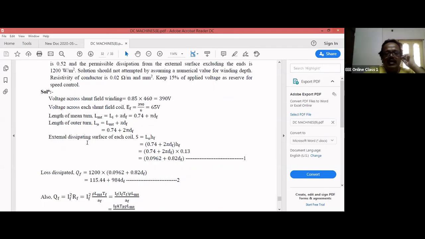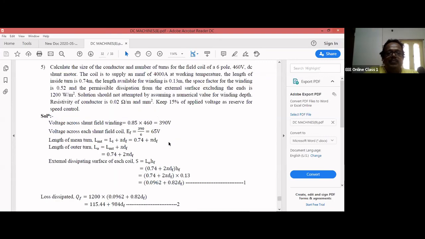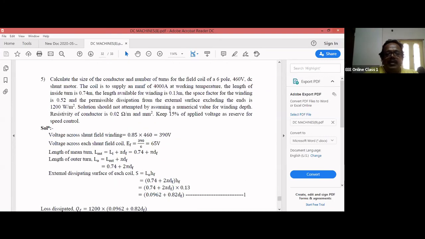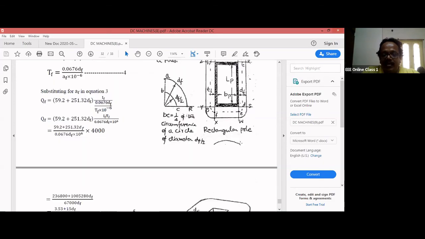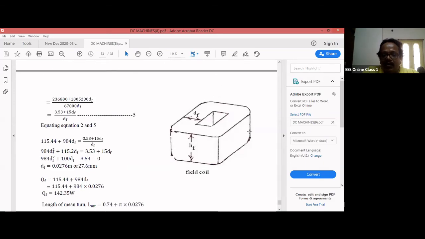Now the external dissipating surface of each coil is equal to L0 into HF. If we go back to the problem, you can see the permissible dissipation is of the external surface excluding the ends. That means the dissipation takes place with respect to the outer surface. In the figure, this fourth surface is called the outer surface. Excluding the ends means you exclude the top surface and the bottom surface. How do you calculate? L0 into HF.